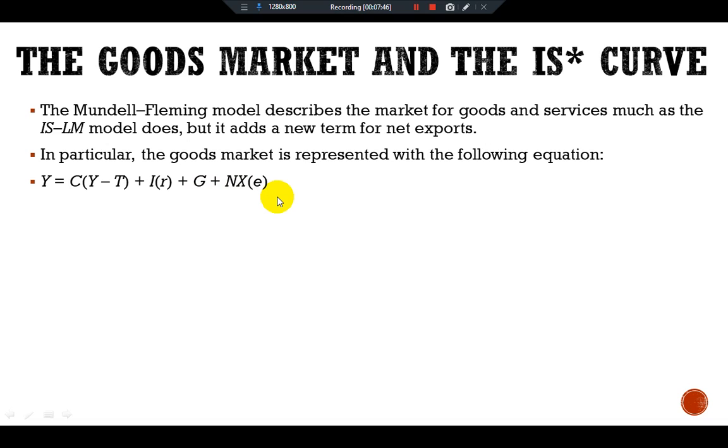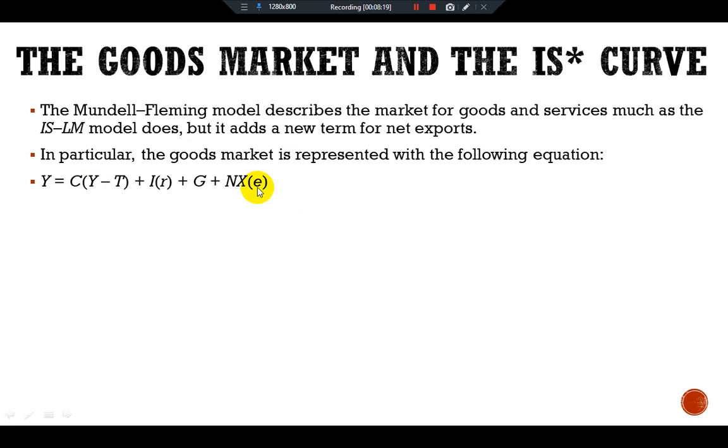This equation states that the aggregate income Y here is the sum of consumption, investment I, and government purchases G, and the net exports NX. Consumption depends positively on disposable income, that is Y minus T. Investment depends negatively on the interest rate. Net export depends negatively on the exchange rate, here we have E.